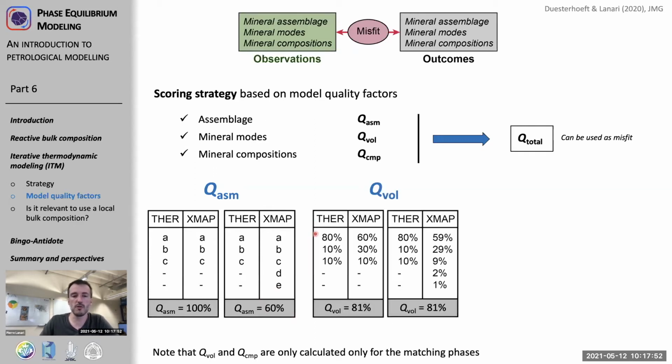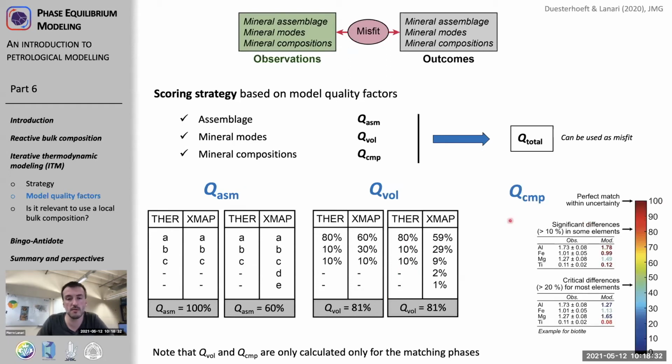For the Q volume, we will be looking at the modes, the volume fraction of the phases, again, in the model. That is the situation in the model for phases A, B, C. And the right column is for the observations on the map. From this set of values, you can calculate a value for Q volume. Of course, you can only calculate Q volume if you have matching phases. If you have phases in your observations that you don't have in the model, then you can't really calculate how good or how bad they match. So you can only calculate Q volume for the matching phases.